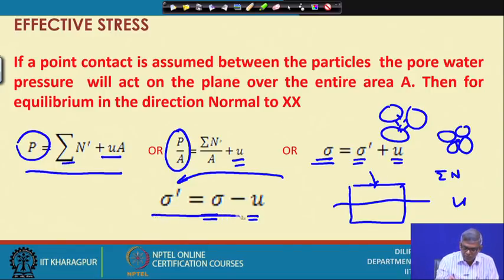So, this is the concept of effective stress. This is the relationship between u, sigma dash and sigma, and this will be applicable throughout soil mechanics, and you have to learn this very carefully. If you do not calculate it properly, then other things will also not be done correctly.